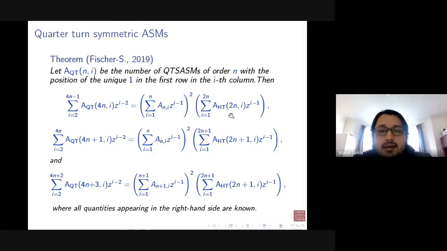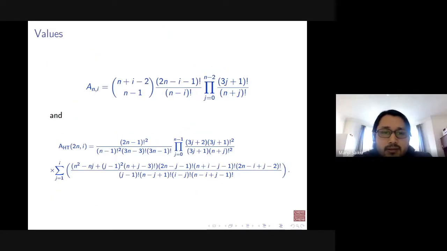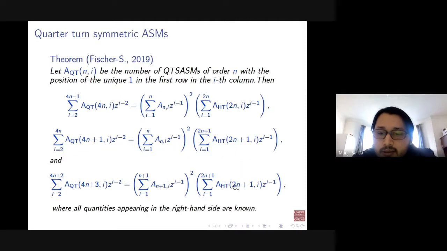A^HT are the refinements of half-turn symmetric ASM. It's not important what they mean combinatorially, but it is important that we know that we have some explicit formulas for these quantities. For example, A^HT_{2n,i} looks something like this, and you can also see that I have A^HT_{2n+1,i}. There is a similar formula for 2n plus 1, i.